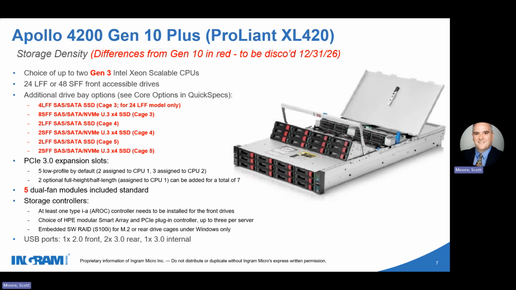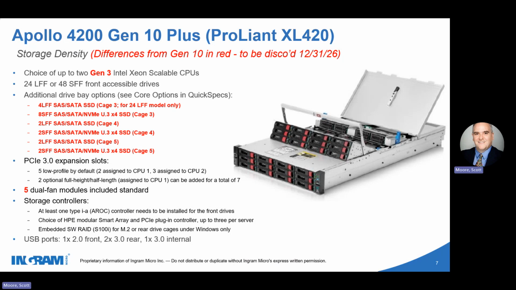So we can add cages beyond the front 2 where most of the storage is. We can add 2 or 4 large form factor drives or 2 to 8 small form factor drives between cages 3, 4, and 5. Unlike the Gen 10, the Gen 10 Plus is listed as coming with 5 fan modules instead of 10, but the fan modules in the Apollo 4200 Gen 10 Plus actually contain 2 fans each. So you still have full redundant cooling with those 5 built-in fan modules, and you don't have to purchase any additional cooling elements for it.